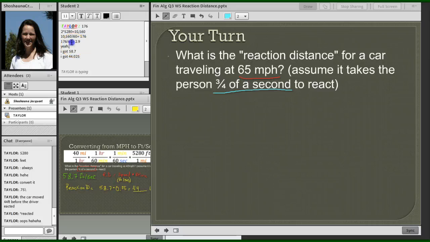Taylor, I'm just going to delete a little bit of your work so we can see what you're doing, because you can see it, but I can't.